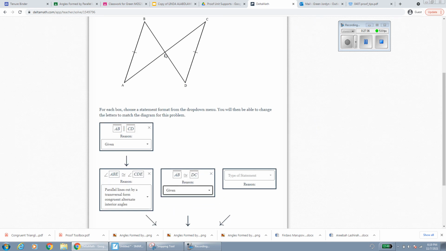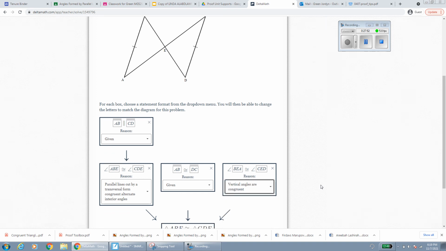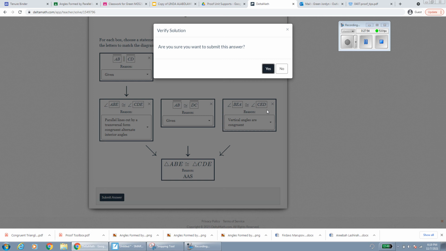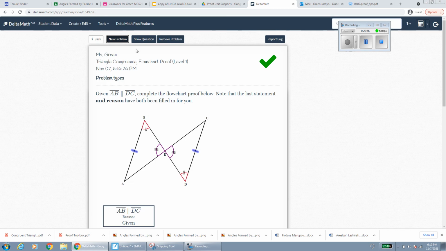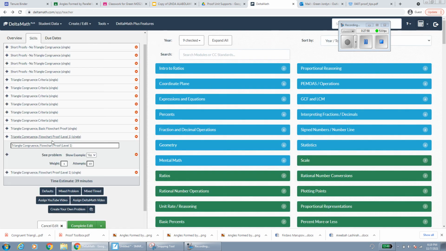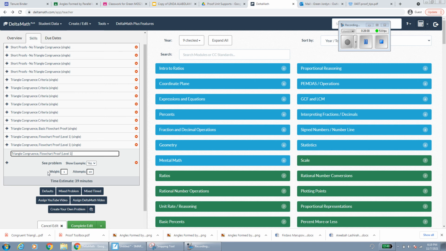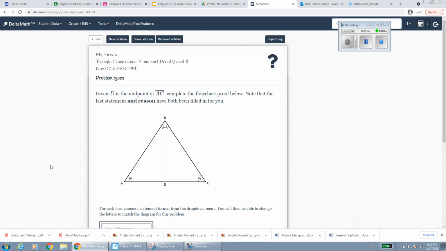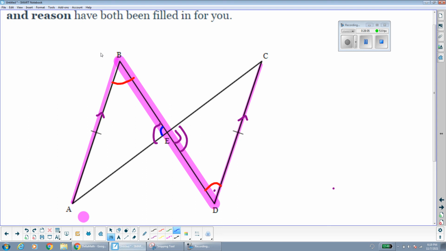And then we mentioned the vertical angles. So let me put that in. They're congruent to each other. That's BEA, and that's this one right here, and this one, that's CED. And our reason is going to be because we have vertical angles that are congruent. And that should work. We did it. One more to go, and then we're all done. And then this really long video can be over. So let's take a look at the next one together.